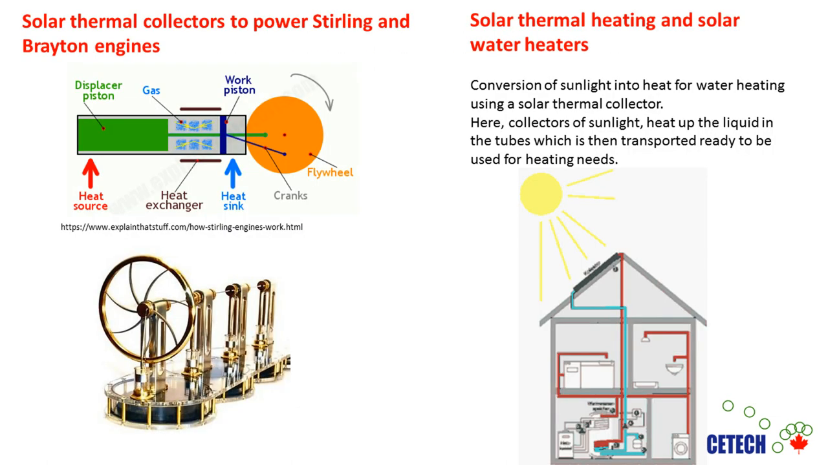Now, as a continuation from what we were discussing in the previous slide, solar thermal collectors are used to collect solar energy as heat to create the desirable working temperatures and also pressure gradients in order to operate Stirling and Brayton engines. The work output of these engines is then used to drive a generator and create electricity at very low cost for mass consumption. On a more domestic level, heat collection from the sunlight can be used for day-to-day heating needs.